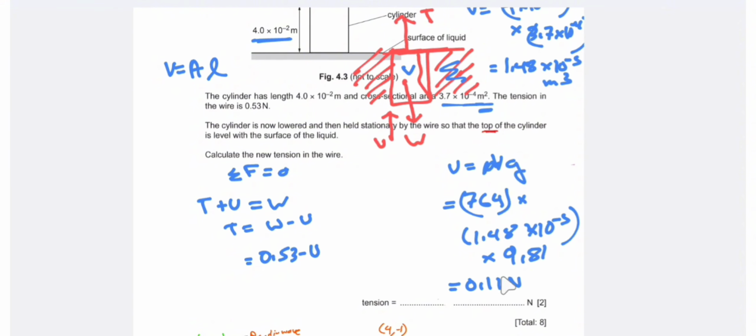So we know the value of upthrust. Now what is the value of tension? Tension is equal to weight, that is 0.53, minus upthrust, that is 0.11. So the tension comes to be 0.42 Newton, which is our final answer to two significant figures.